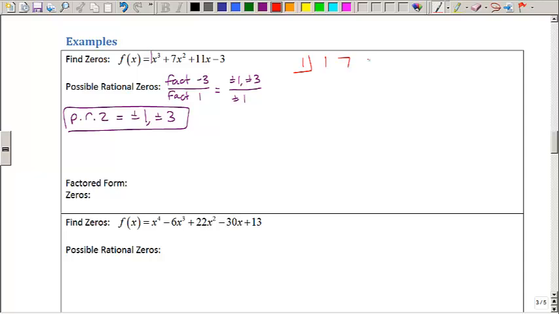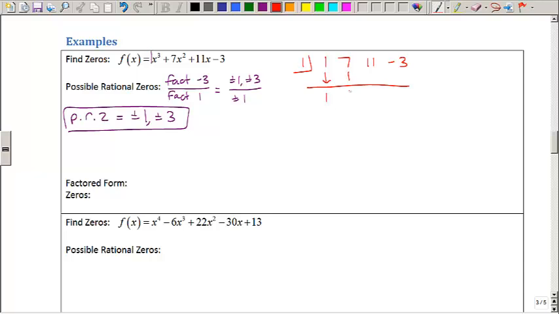1, 7, 11, and -3 are my coefficients. And I need you to understand that I don't know what the answer is here. I'm just going to try one of them. I'm not picking one for any good reason other than it's one of the 4 things in my list. So let's use synthetic division.